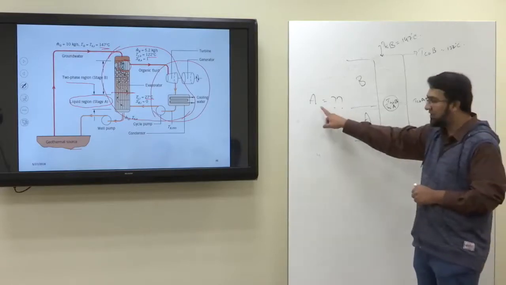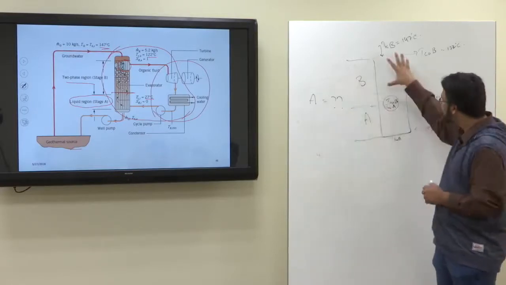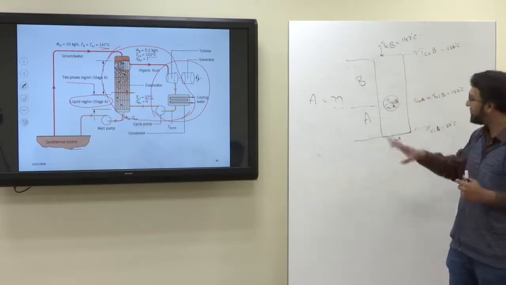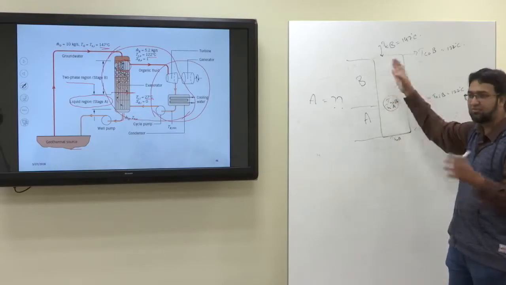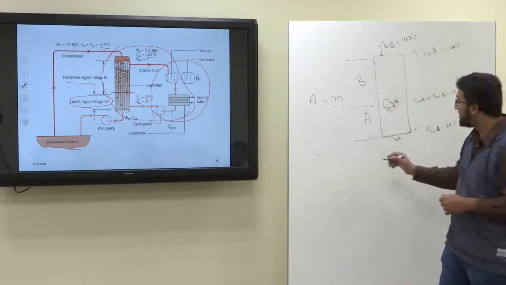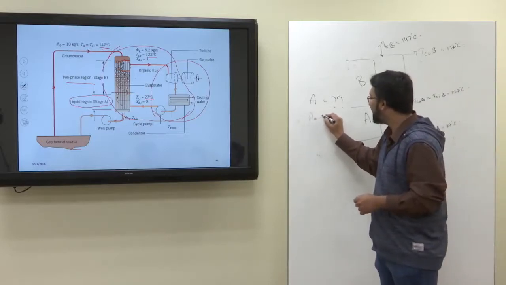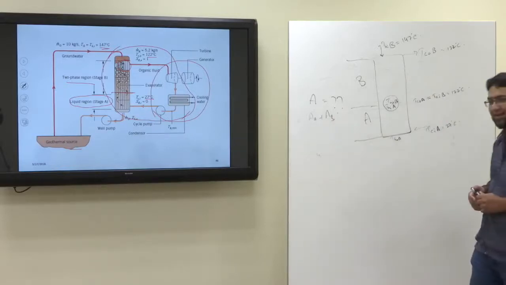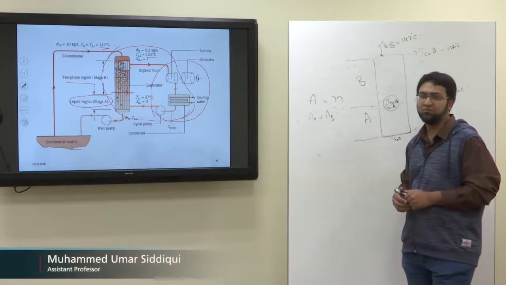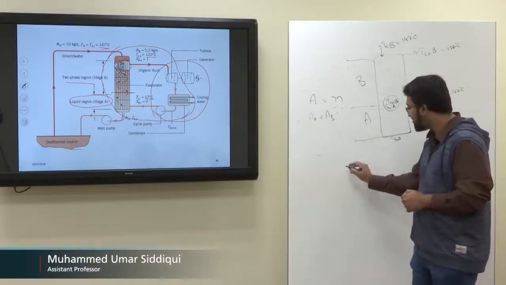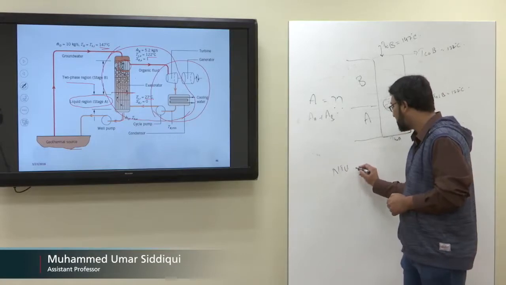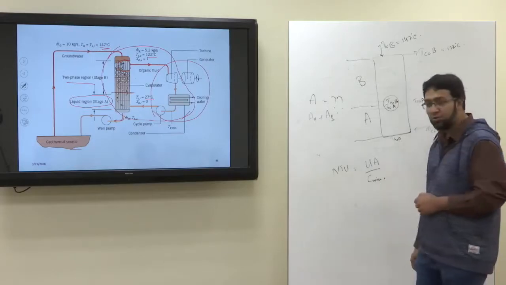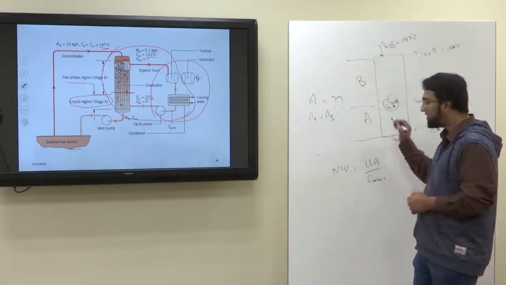Now we need to find out the area. Since we are considering it as two separate heat exchangers, we find the area for this separately, find the area for this separately, and add them together. That will be the total area. So area will be area of A plus area of B. Now if you want to know area, what is the thing that you should know? NTU. Good. So NTU equals UA upon C minimum. If you know NTU, you can find the area.